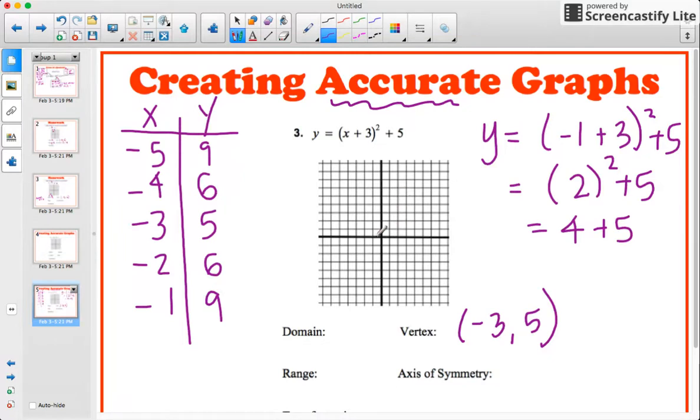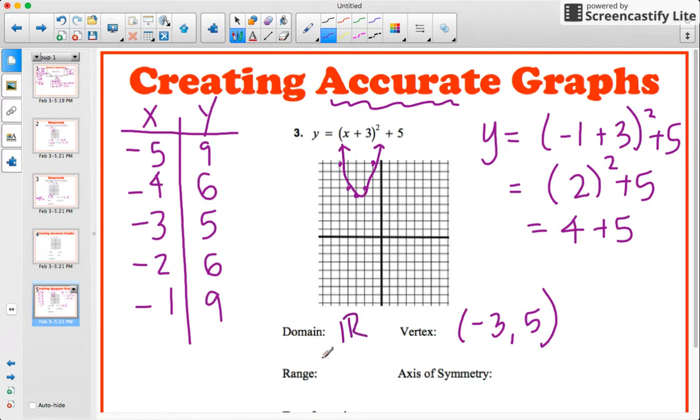So I'll come over and I'll plot my vertex: negative 3, 1, 2, 3, up 1, 2, 3, 4, and 5. And I'll plot negative 2, up 1, 2, 3, 4, 5, 6, this value right here. Negative 1, this is 6, 7, 8, and 9. Negative 5, 1, 2, 3, 4, 5, and I'm up here at 9. Negative 4, and I'm up here at 6. And now I've plotted 5 points of my parabola, and I can sketch in my parabola.